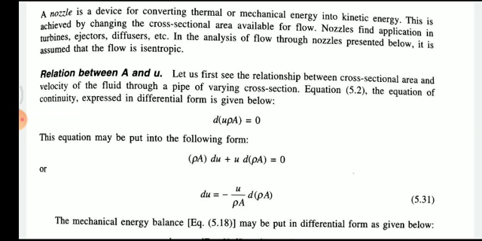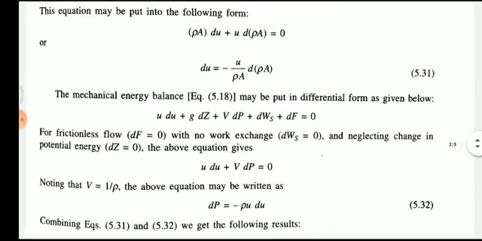Now, first we see the relationship between A and u, area and velocity. Area and velocity are inversely proportional. Okay, if one increases, the second decreases, and if the second increases, the first decreases. For example, if we increase the area, what will happen to the fluid velocity? It will decrease. And if we decrease the area, the fluid velocity will increase. So this is the inverse proportionality.